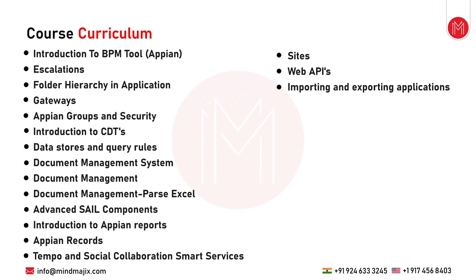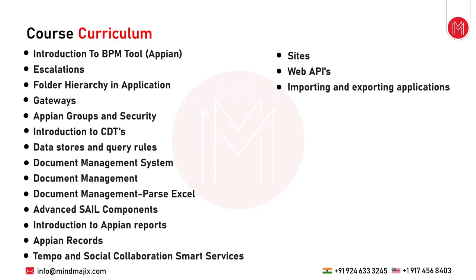Then we have Appian groups and security. I have already created a demo group for you. Groups provide privileges to different users for Appian. Then CDTs are custom data types. If you want to use your own data types, you can create them in Appian and work with them within the flow. Then we have data stores and query rules that are used for interacting with the database and Appian connection.